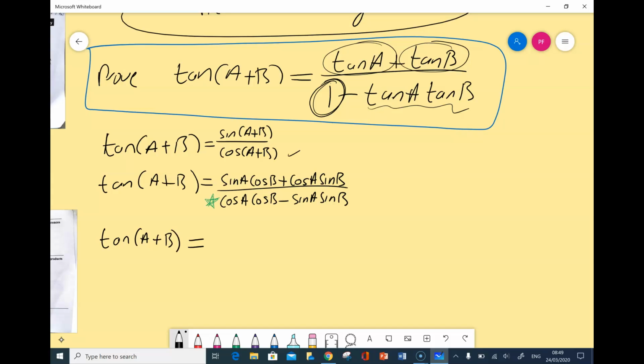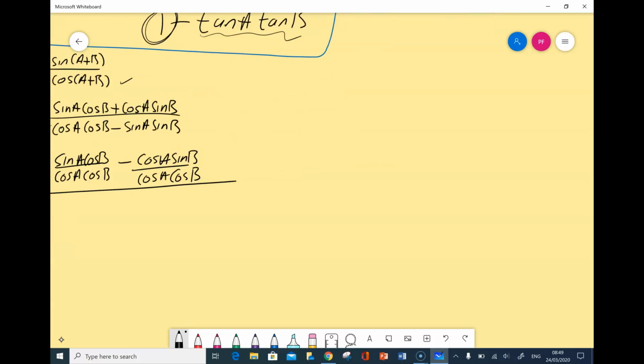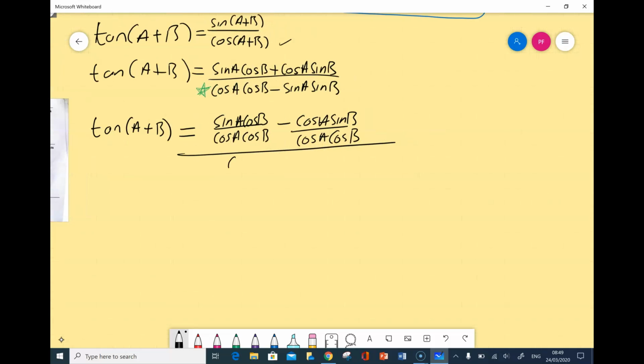equals, so let's look at our top line. I've got sine A cos B, so I need to divide that by cos A cos B. Then I've got cos A sine B, but I also have to divide that by cos A cos B. Then on my bottom line, I've got cos A cos B, and that also has to be divided by cos A cos B. Minus sine A sine B, I'm sure some of you see where this is going now, also has to be divided by cos A cos B.